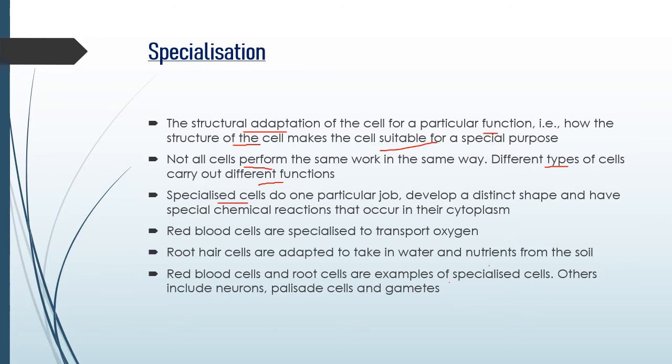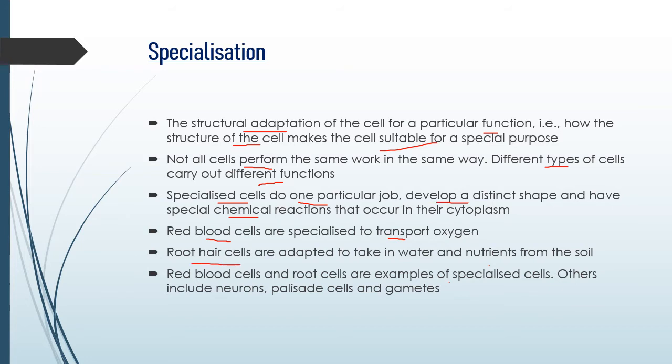1. They do one particular job. 2. They develop a distinct shape. And 3. They have special chemical reactions that occur in the cytoplasm. For example, red blood cells are specialized to transport oxygen, and you can tell by their shape and the structure of those cells how they are adapted to do this specific function of transporting oxygen throughout the body.